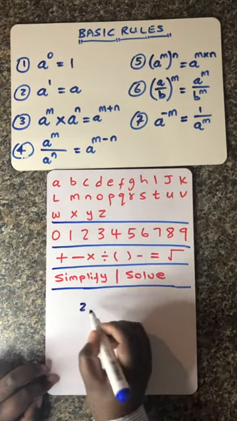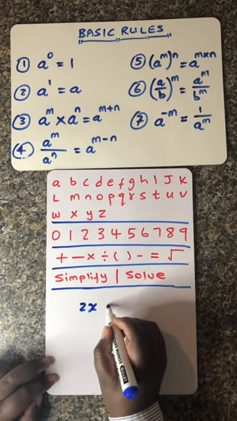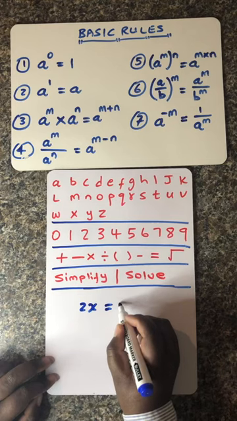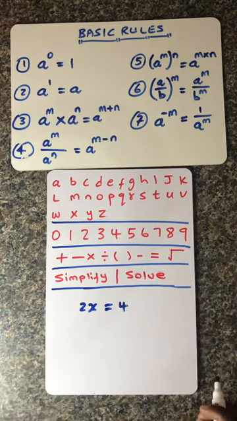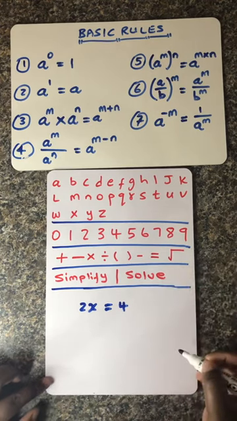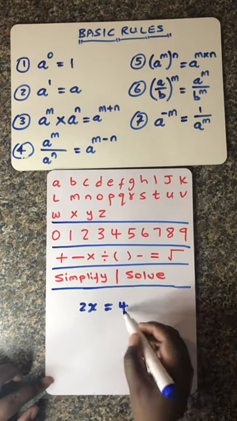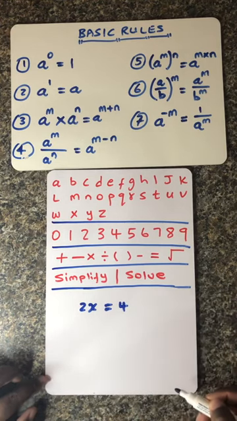So let's say you've got 2x, let's say it's equals to 4. Okay, so guys, this is an equation. Why? Because it has an equal sign. They're saying 2x is equals to 4.